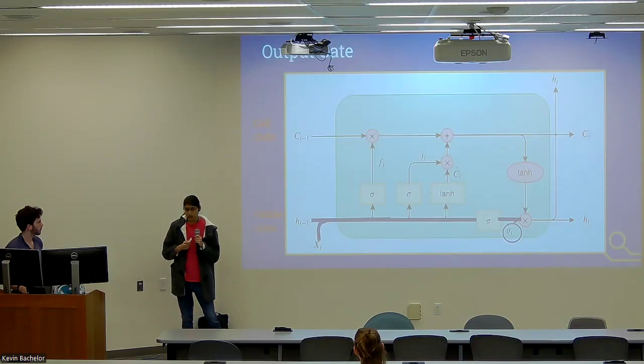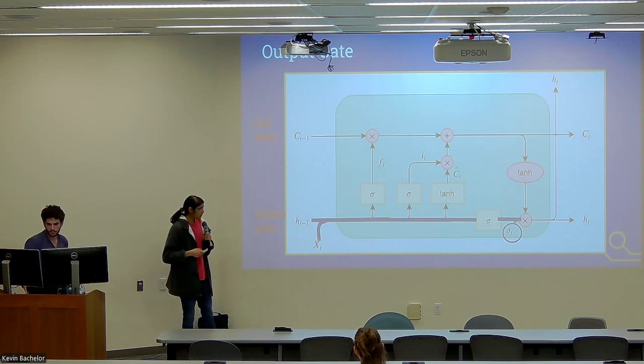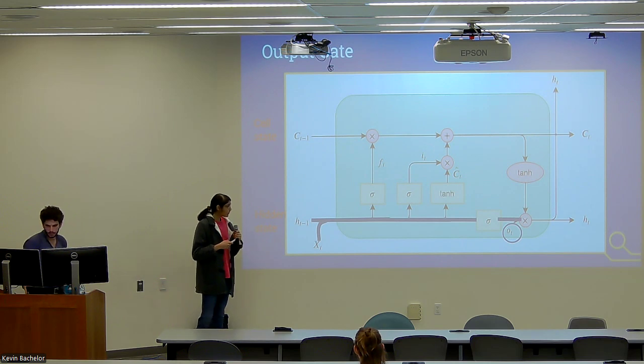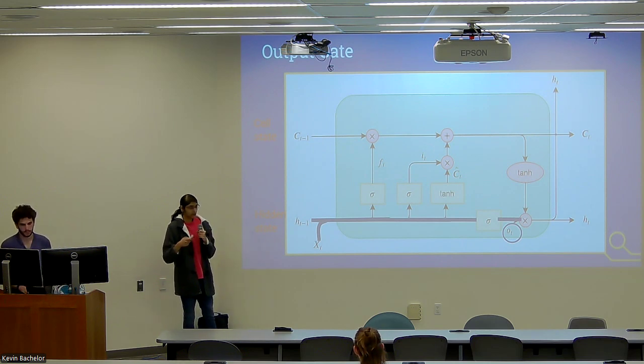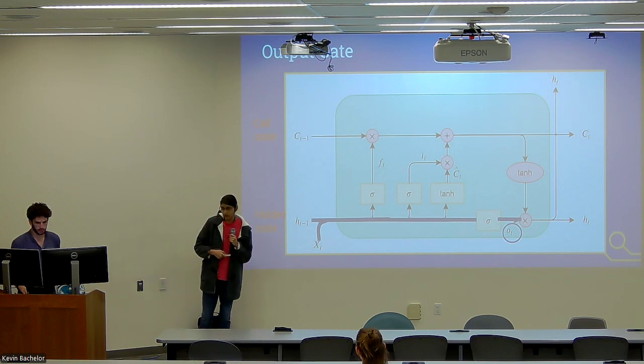Okay, so we covered the forget gate, we covered the input gate, and now we're going to go over the final one, the output gate. Again, the process of figuring out the output gate is the same as it was for the forget and input gates. We take the current word, multiply it by the previous hidden state, apply a sigmoid, and we get an output gate.